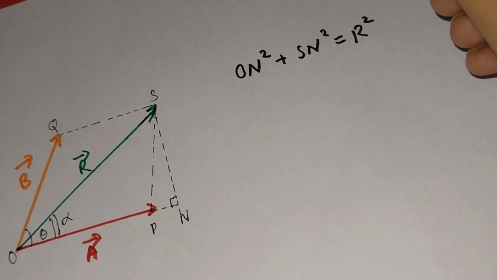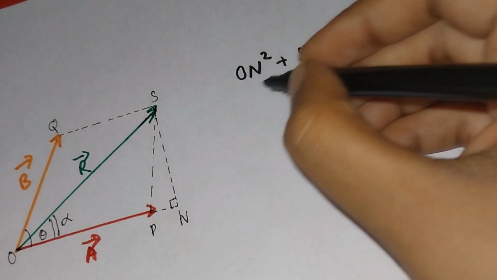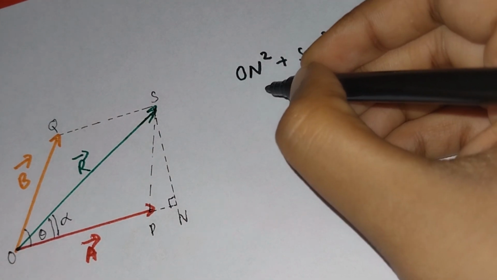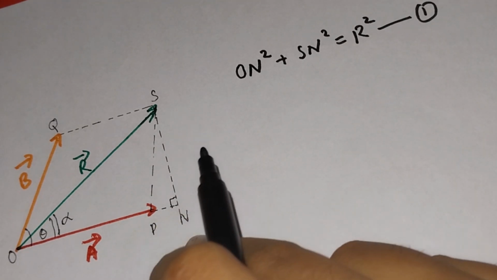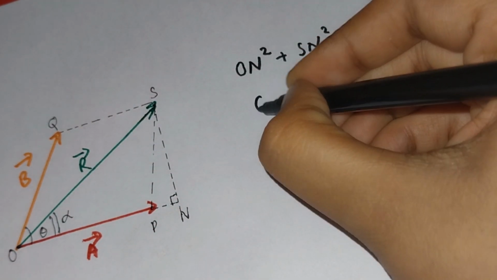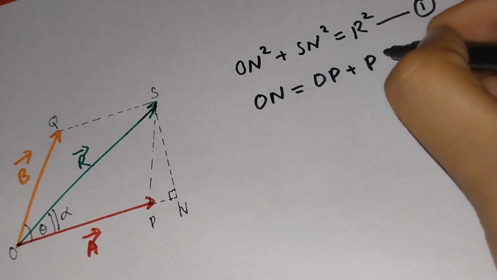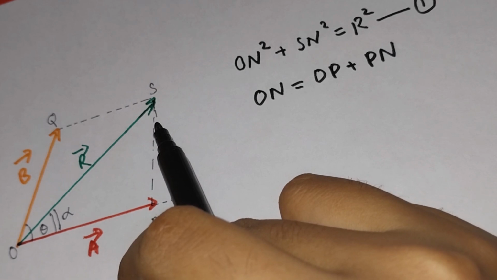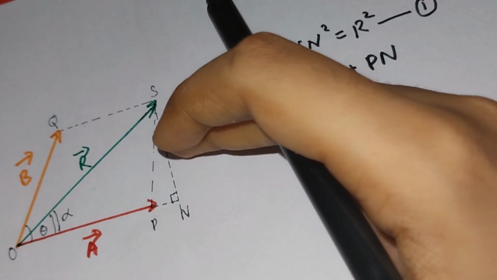Okay, so this is our first equation, equation number 1, and we have to find the value of ON and SN. What is ON? ON is OP plus PN. What is OP? OP is the magnitude of vector A. And what is PN? PN is B cos theta.